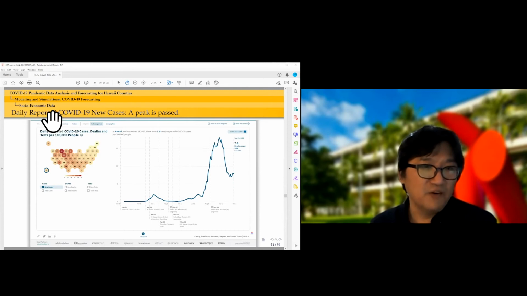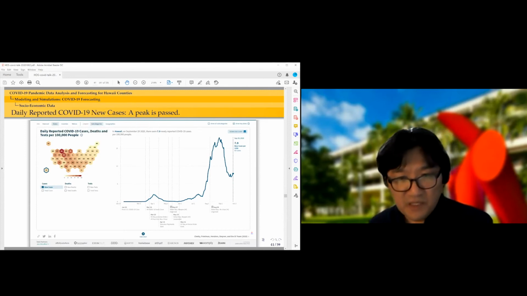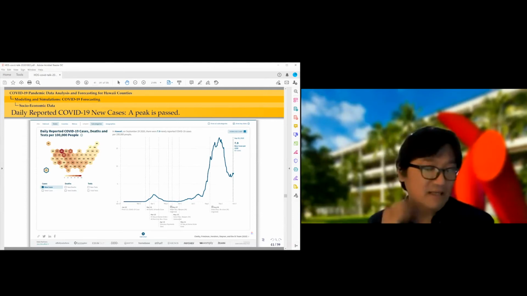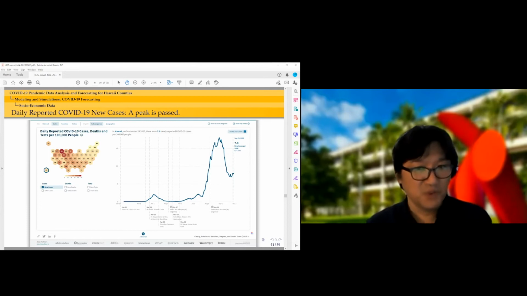This is the daily reported COVID-19 new cases. The peak is somewhere around September 1st, and this peak goes on. That is actually most likely July and August. Passing August, we are just going down, and probably this is due to the latest lockdown order for 2 weeks.